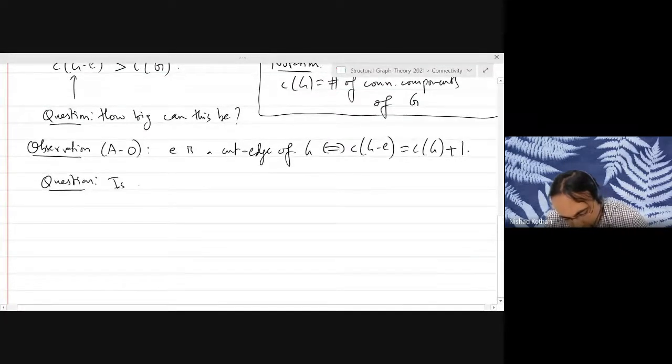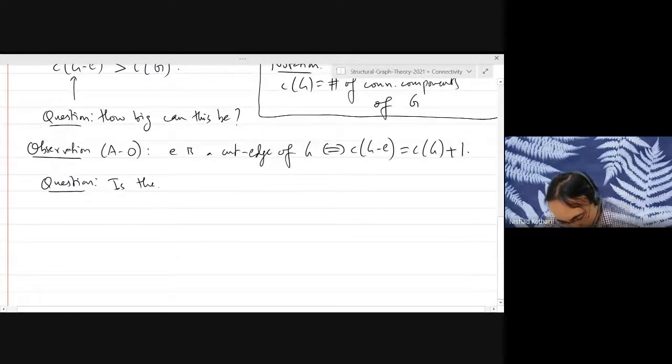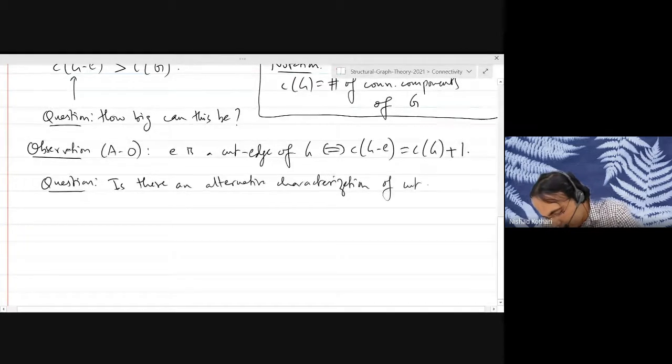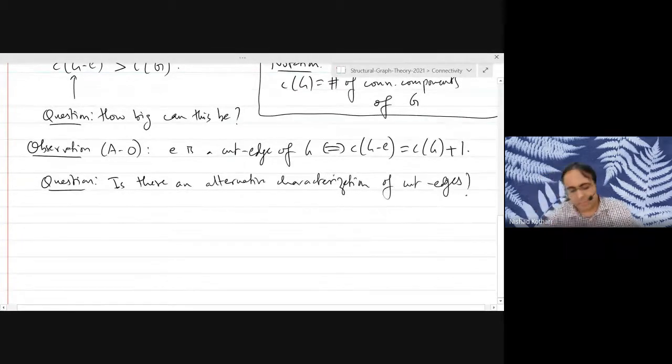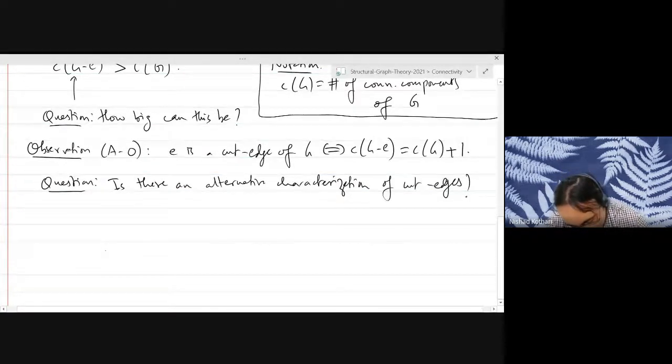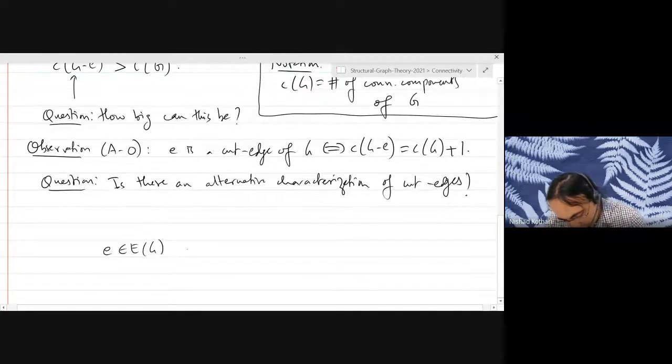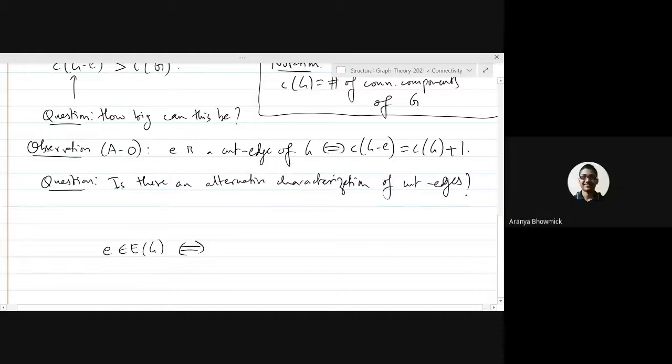Is there an alternative characterization of cut edges? Right, so we are looking for some result that says that an edge is a cut edge if and only if something else is true. Sir, I think there exist two vertices u, v such that every u-v path in G passes through that edge e. It's not part of a cycle.